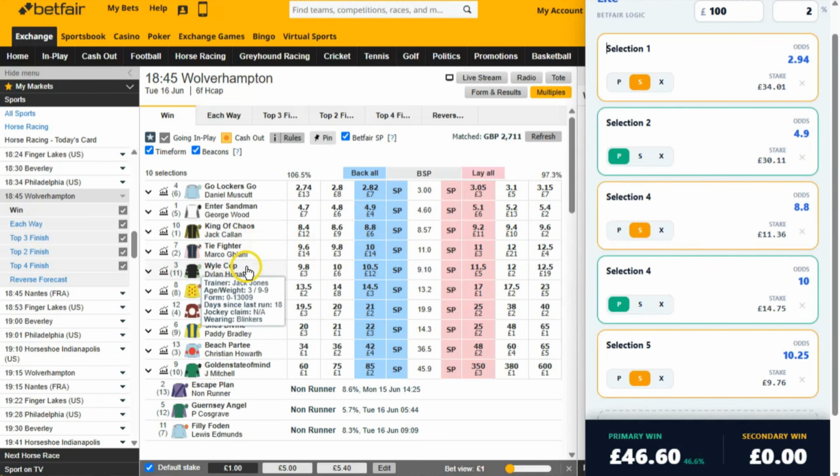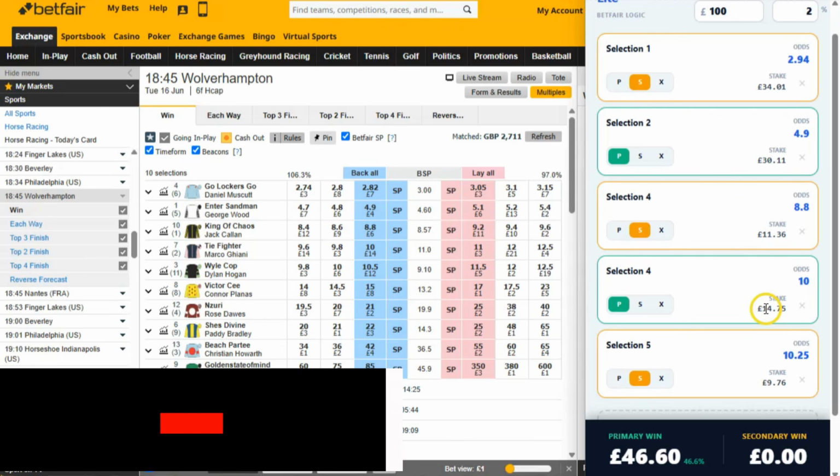TIE Fighter. Yeah, so you could do things like that as well. But that's basically the idea. You can look at a race and instead of just Dutching and thinking, I'm just a bit worried about those other runners, you can now Dutch and hedge those runners. Okay, well, I'll leave it there.